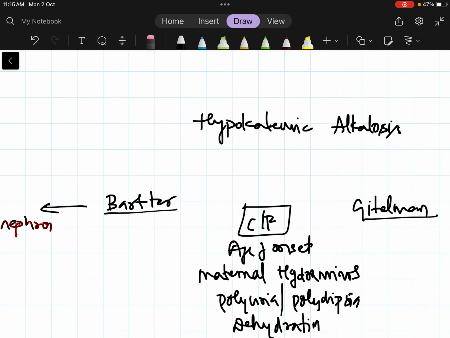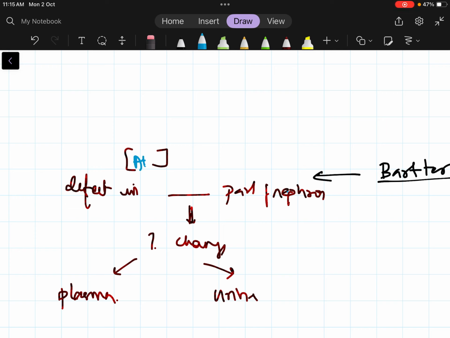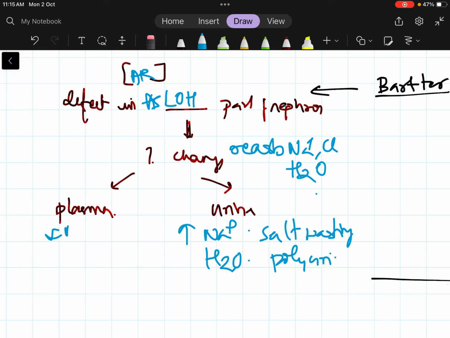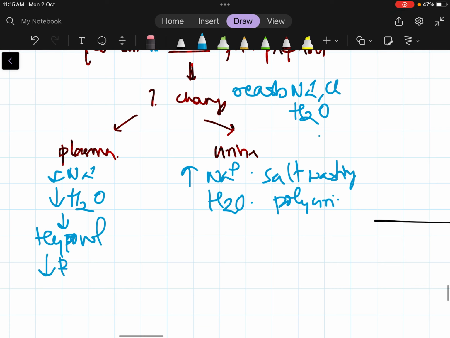Gitelman syndrome and Bartter syndrome are both hereditary syndromes where there is hypokalemic alkalosis. Bartter syndrome is an autosomal recessive disease where there is a defect in the ascending loop of Henle. There is defective reabsorption of sodium chloride, along with water. Therefore, there is increased urinary excretion of sodium and water, leading to salt wasting and polyuria. The decrease in sodium and water in the body leads to hypovolemia and decreased blood pressure.